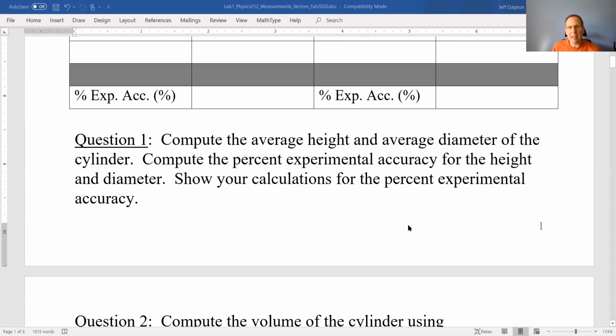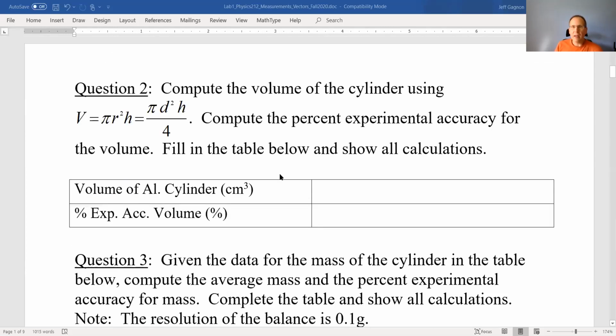Now, to help you out for the first lab, I created a sample lab report for lab 1, which gives you a really good idea of what I expect for your group lab reports. Okay, and we can look at that later. All right, once you've done that, I want you to compute the volume of the cylinder.